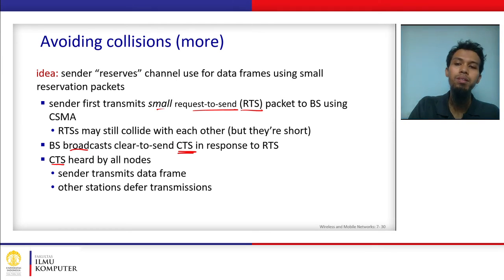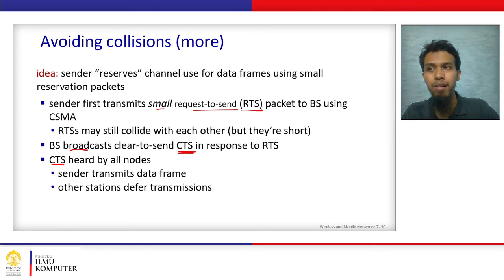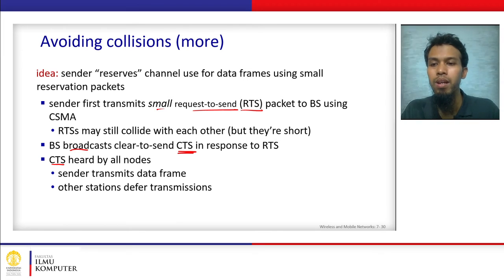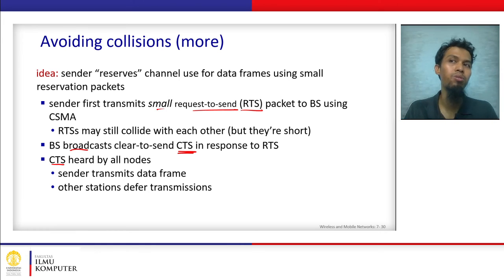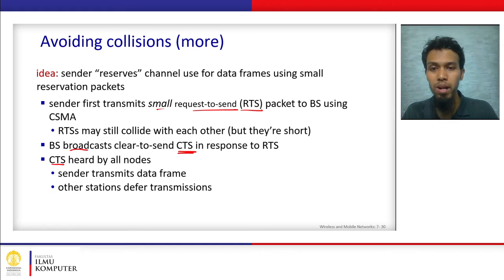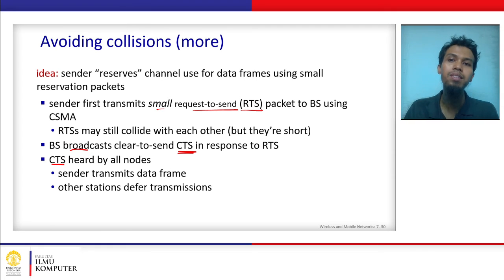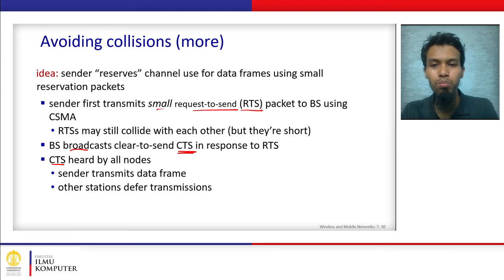The CTS is broadcast and heard by all the nodes. For the sender, it is like the green light, so now it can start to transmit the data. But for the other wireless nodes, it is like the red light. Now you have to stop. You cannot transmit any data until the data sent by this transmitter is finished.